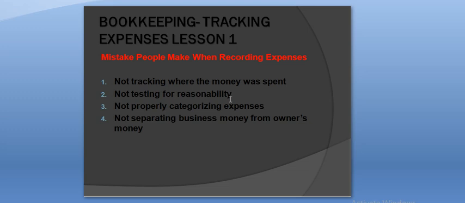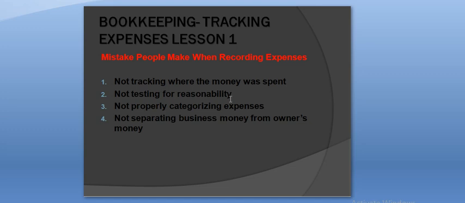The next one is not properly categorizing expenses. That is the next one. Not properly categorizing your expenses. The expense is from where? Which category is this expense? The money that is going out of your account, which category is it? Or you will do those ones later, you see.